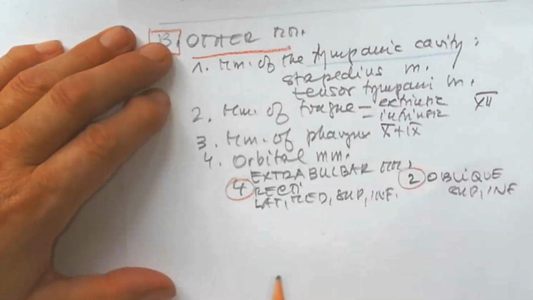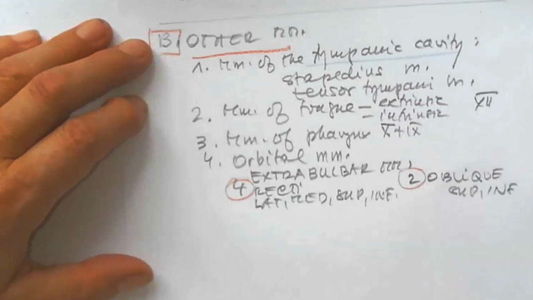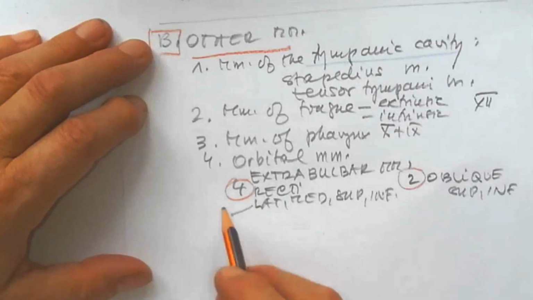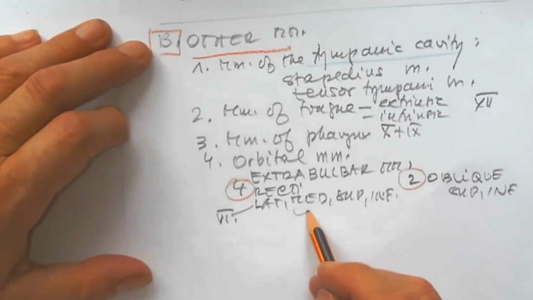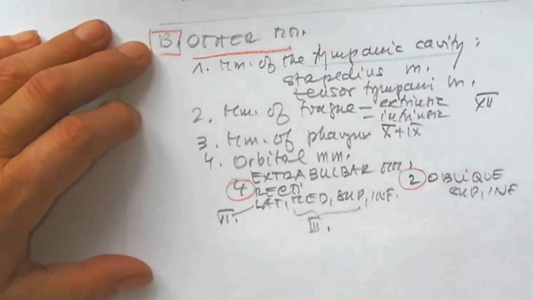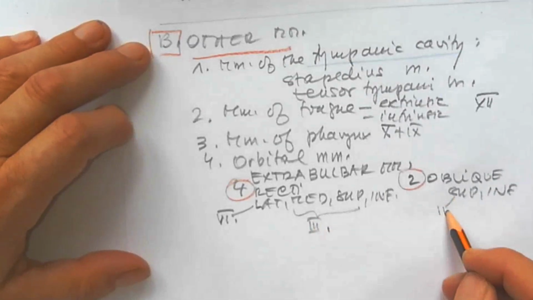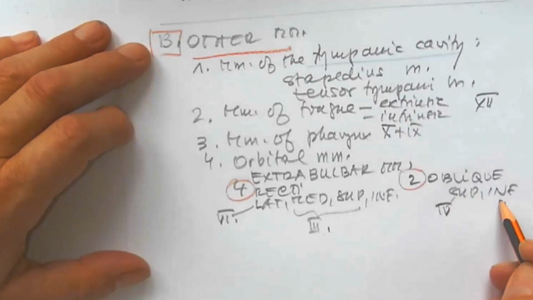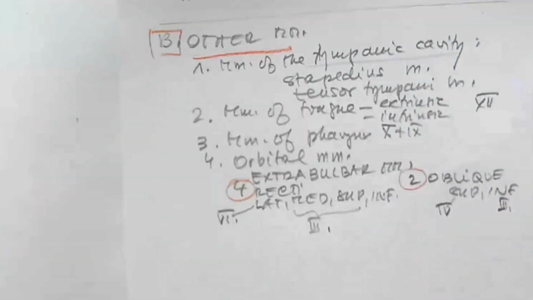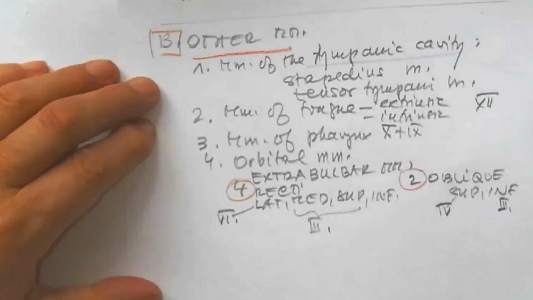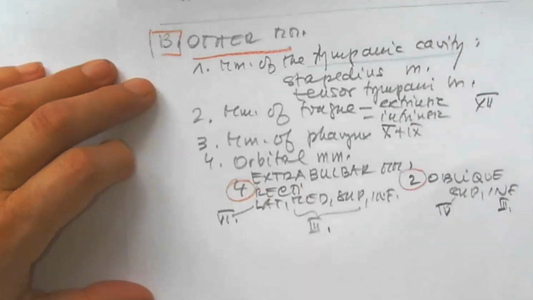Inferior. Concerning the nerve supply, we could say that the lateral is supplied by cranial nerve number 6, the other ones by cranial nerve number 3. Superior oblique is number 4, inferior is number 3. Easy. So we also know the nerve supply of all of them. But they are the extrabulbar muscles.